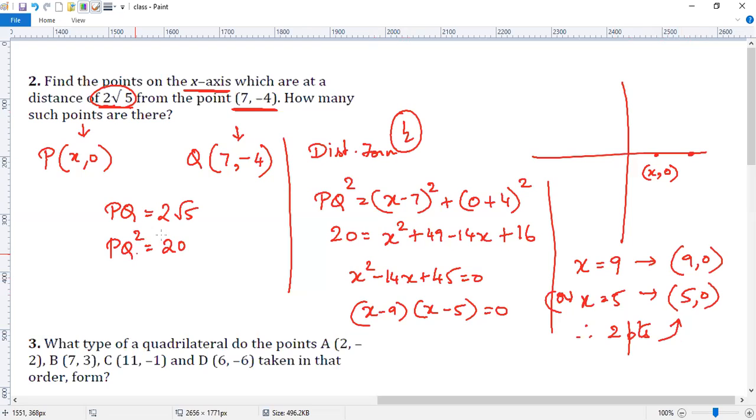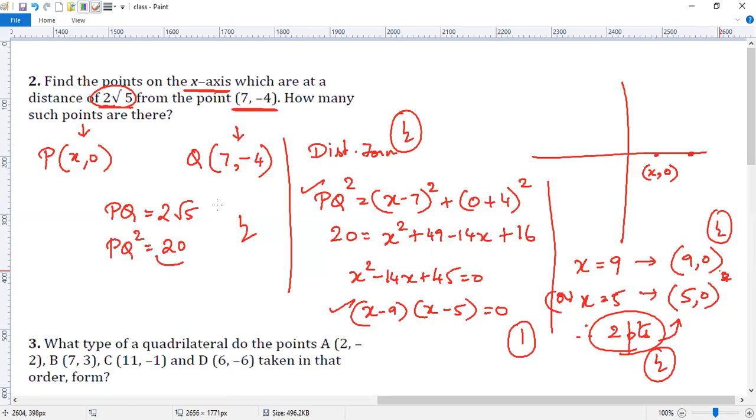And for relating this PQ squared as 20 or PQ as 2 root 5, for this relevancy, it is half a mark. And these two things put together, put it in an equation and finding out the values of X, it carries 1 mark. And for finally writing the points, it is 2 points in all. This carries half a mark. And for identifying the points, totally it is half a mark: 9, 0 and 5, 0. So totally this is a 3-mark question.